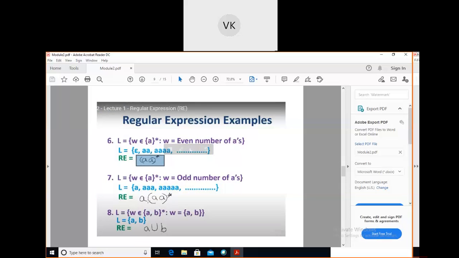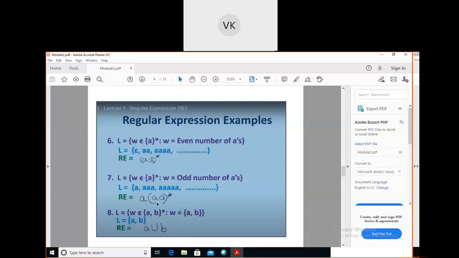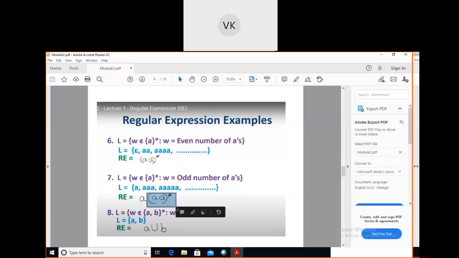Okay, so I have attached one more A here, so that an even number of A's plus one more A will always be odd. Even times of A's, attaching one more A, so that it will always be odd.